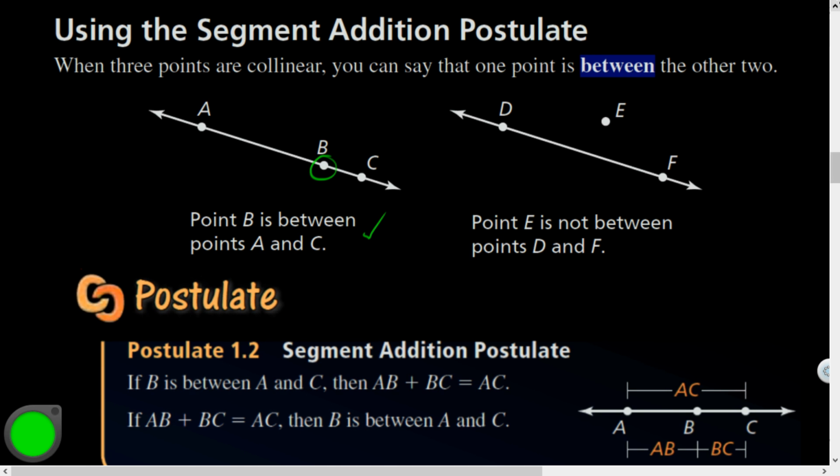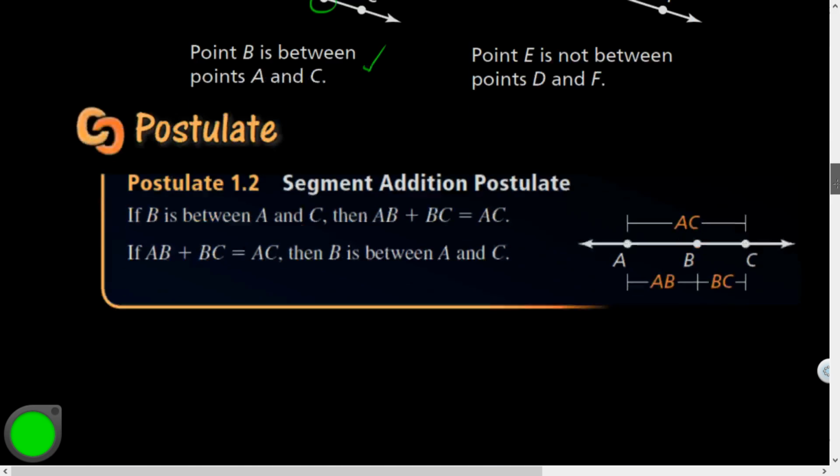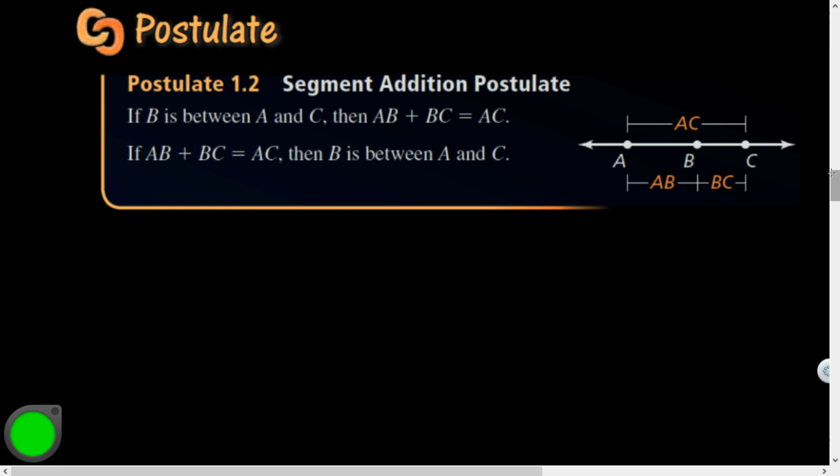And the segment addition postulate, ready? You're going to believe it because it's true, and I'm not going to prove it to you. It says, if B is between A and C, then AB plus BC is equal to AC. The big length is equal to the sum of the two smaller non-overlapping parts.